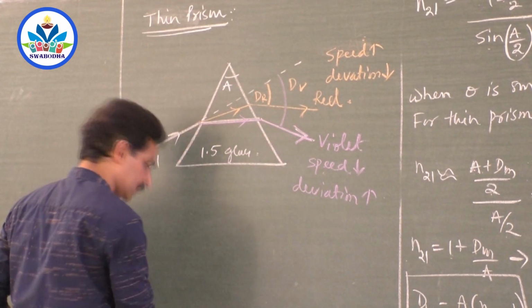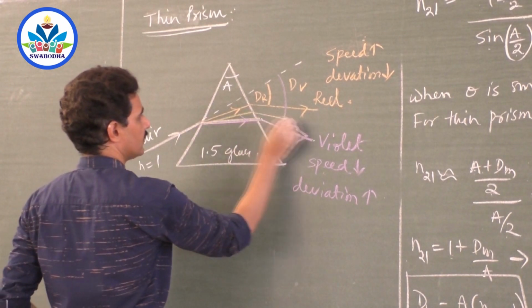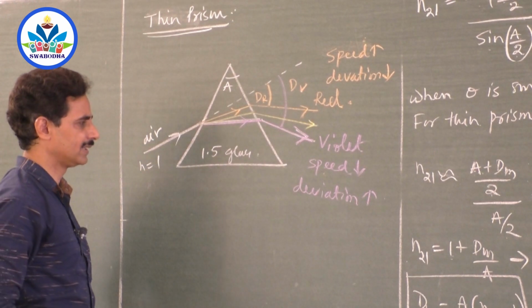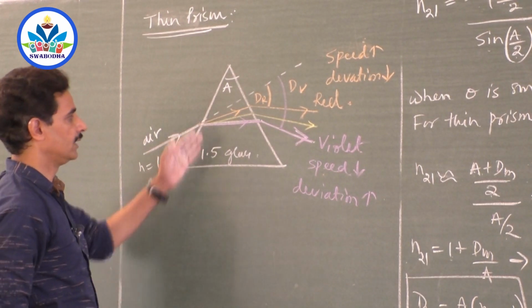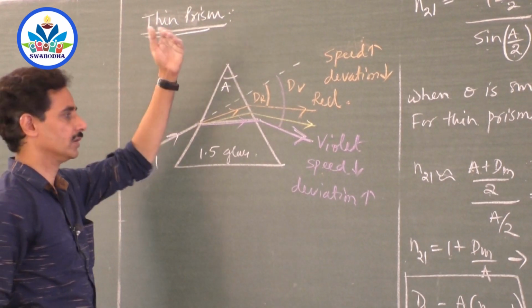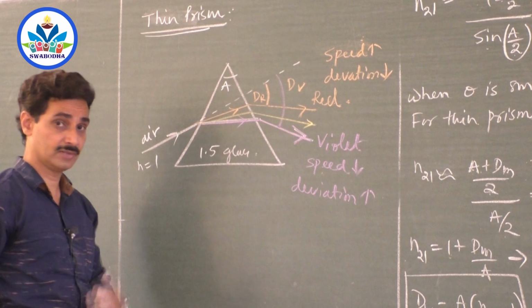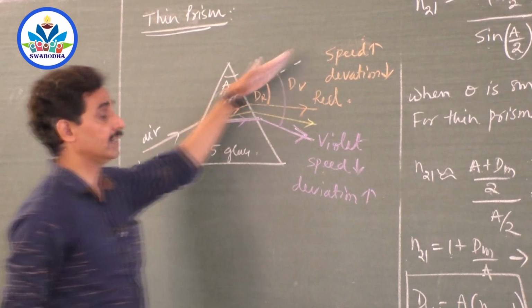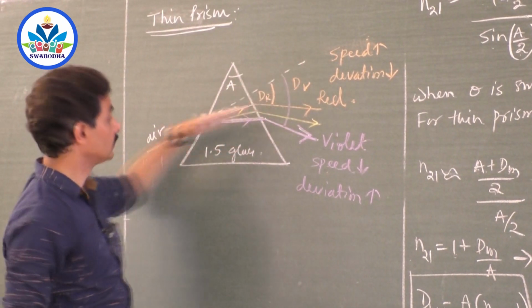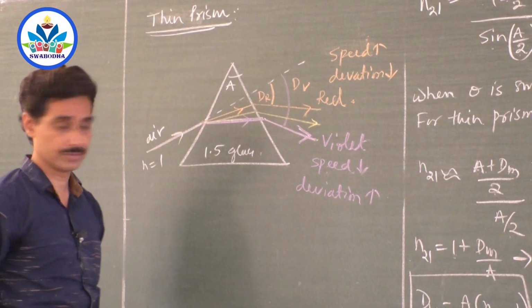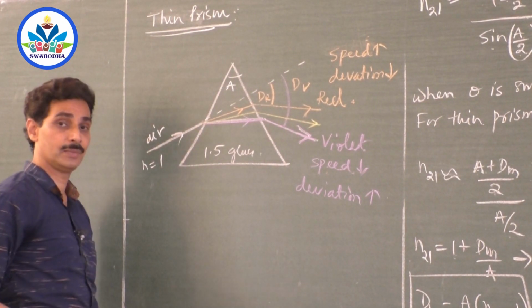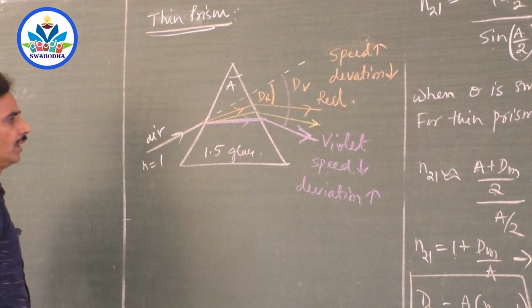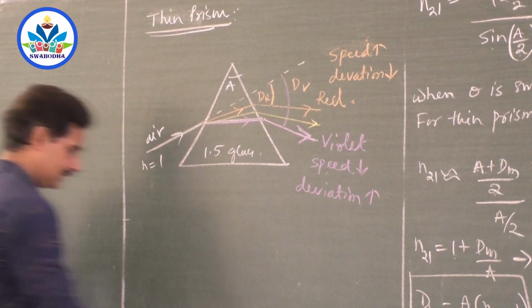And yellow will be somewhere in the middle. Yellow will always have almost the average wavelength of all. So you will have different colors at different positions. And violet bends most with the least speed. And red bends least with the most speed. Suppose you had one color which was traveling with the same speed as in air. It would have traveled straight, without changing the speed and without any deviation also. But you don't have such a color which travels inside the medium with the same speed as in air. That's not possible.